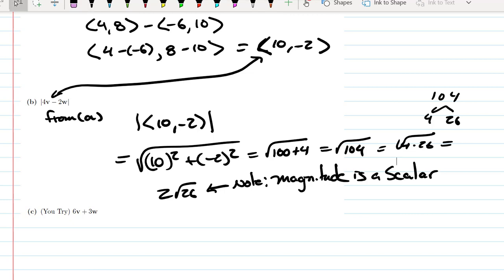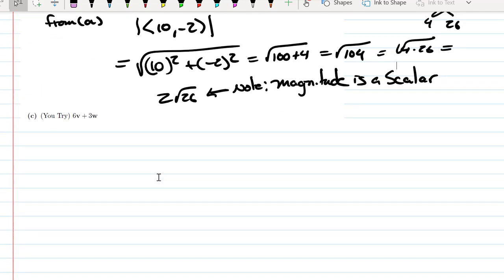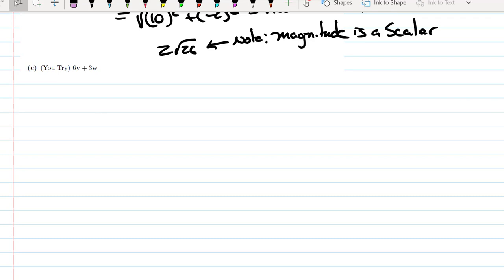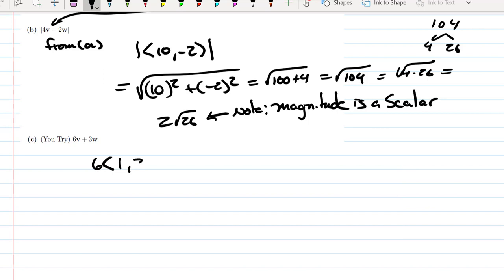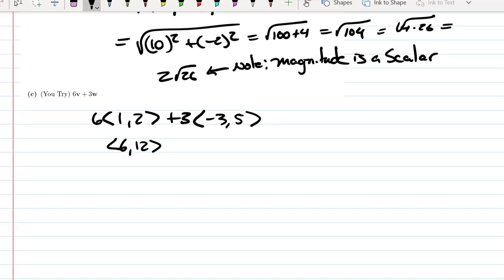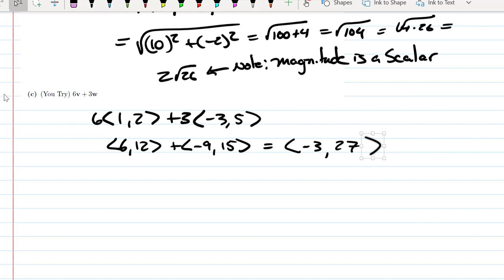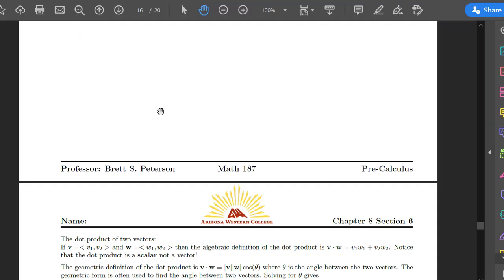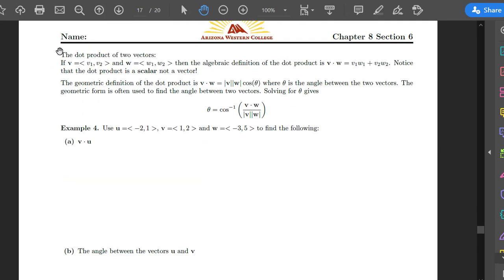All right. So the next one is Try It C, which wants us to calculate 6v plus 3w. So we start with 6 times our vector 1, 2 plus 3 times our vector negative 3, 5. So that gives us 6, 12 plus negative 9, 15. So 6 plus negative 9 is negative 3, and 12 plus 15 is 27. So 6v plus 3w should give us negative 3, 27. So far we've multiplied a vector by a scalar, and now we've added and subtracted two vectors together. There is another product for vectors called the dot product.